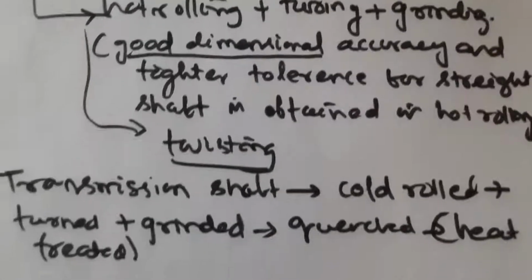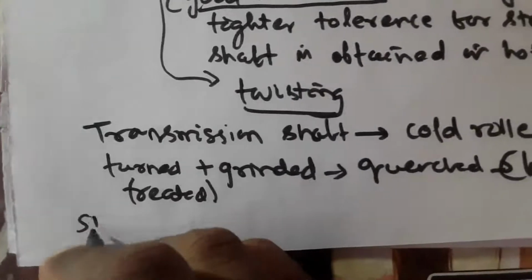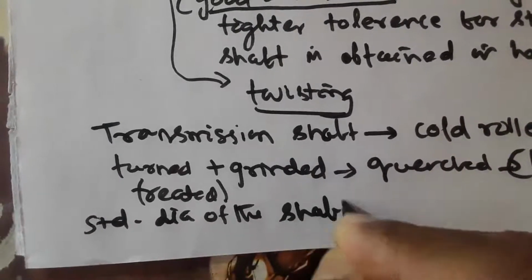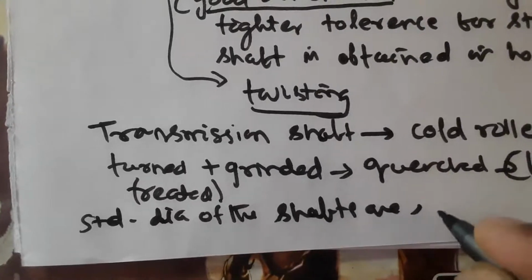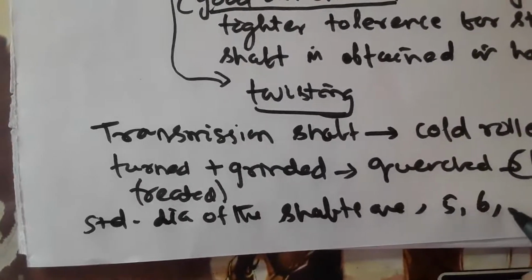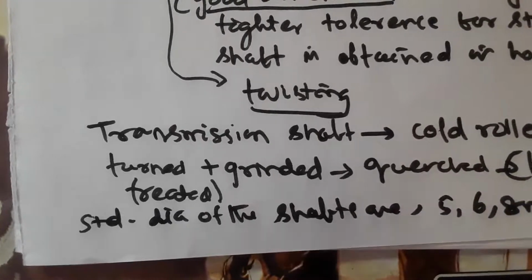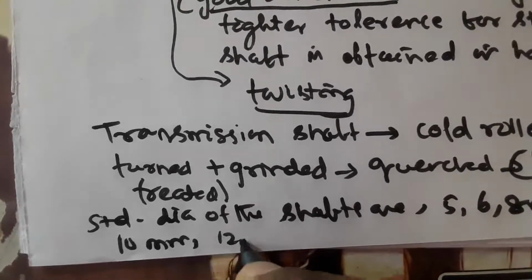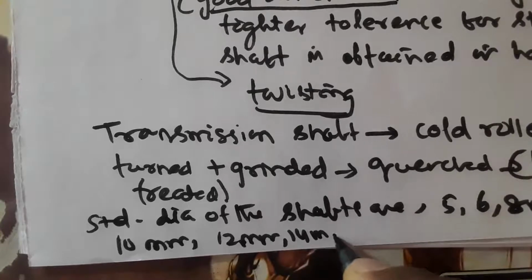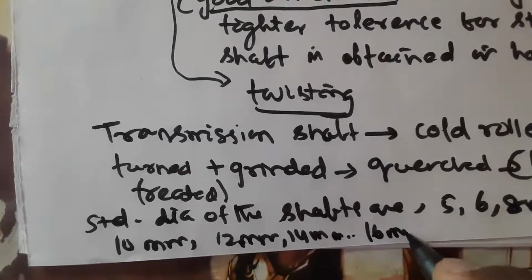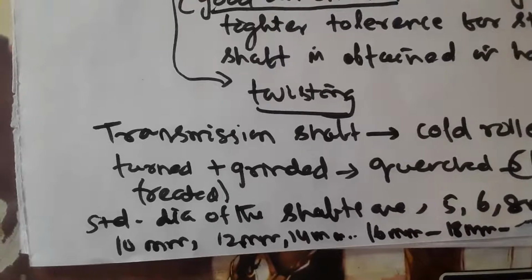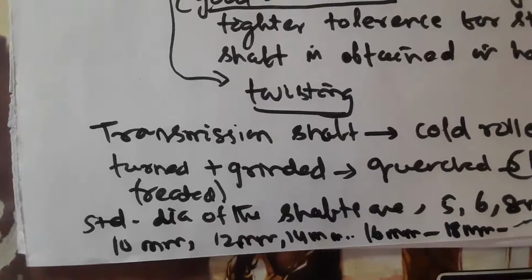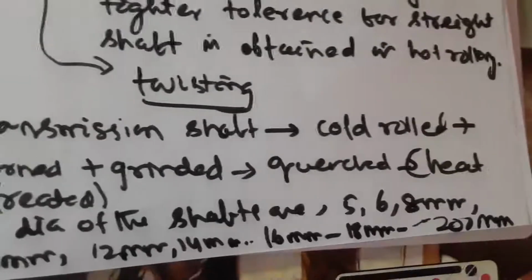The standard diameters of the shafts, you can find from the table, are 5 mm, then 6 mm, then 8 mm, and then 10 mm, then you have 12, and then 14 mm, then 16 mm, then 18 mm, and like that you can go up to 200 mm shaft.